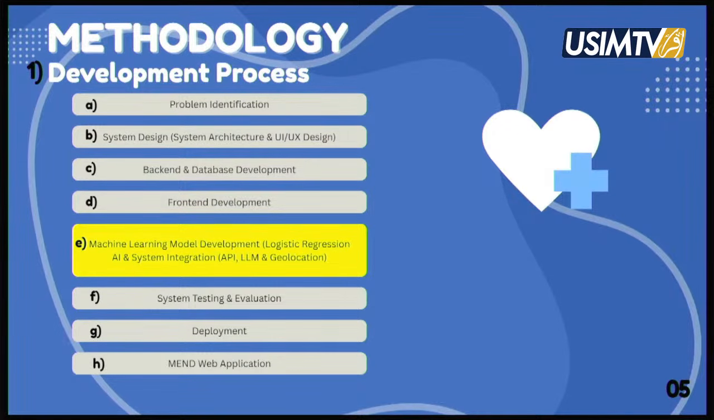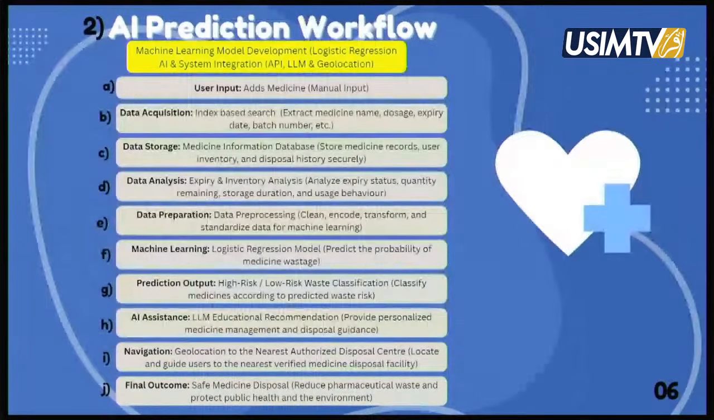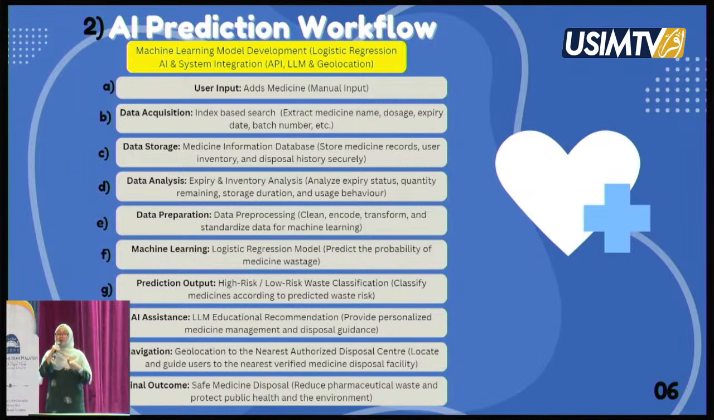Well, the process begins when a user adds a medicine. Our system will collect information such as the medicine name, the dosage, and the expiry date, and other relevant details. This information is then prepared for our machine learning model. We analyze key factors such as the storage duration, the quantity remaining, and user usage behavior. Then our model uses logistic regression to predict the probability of medicine wastage. This result then helps us identify medicine with a higher or a lower waste risk.